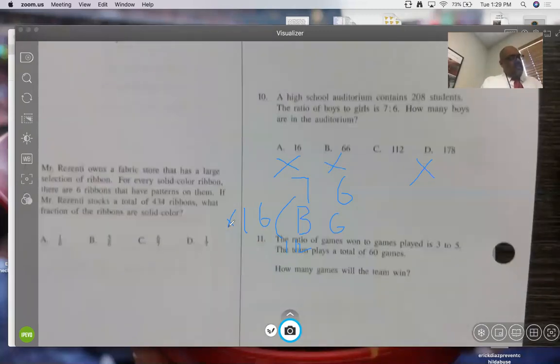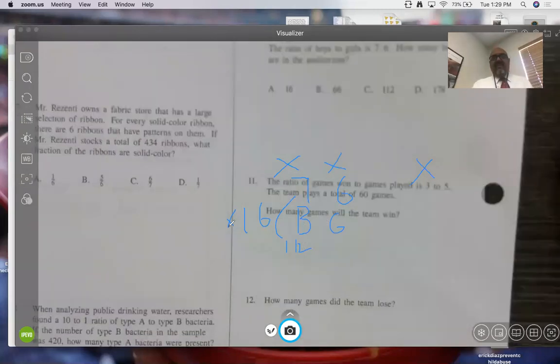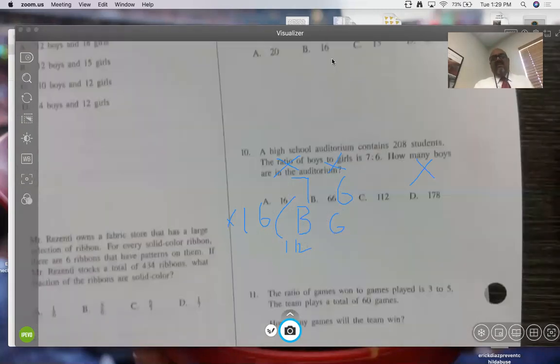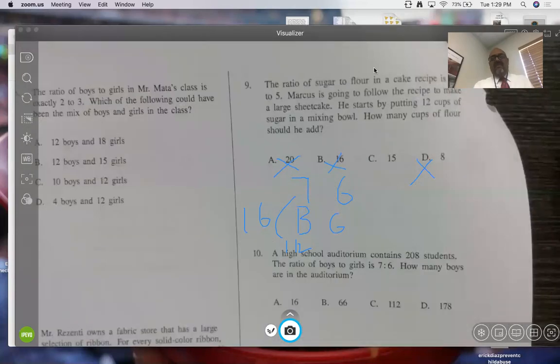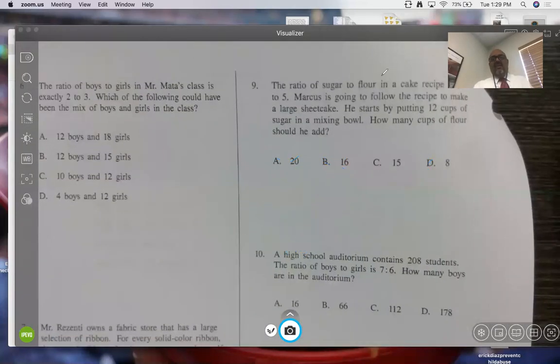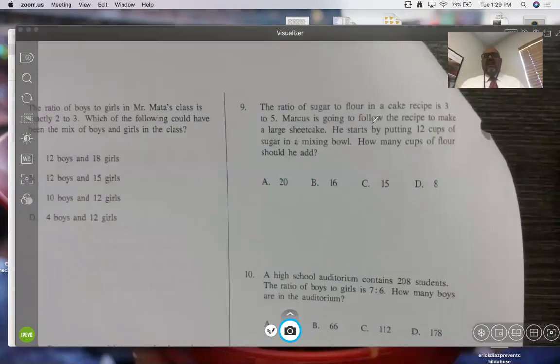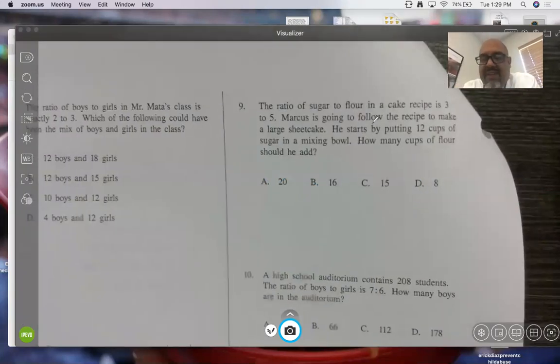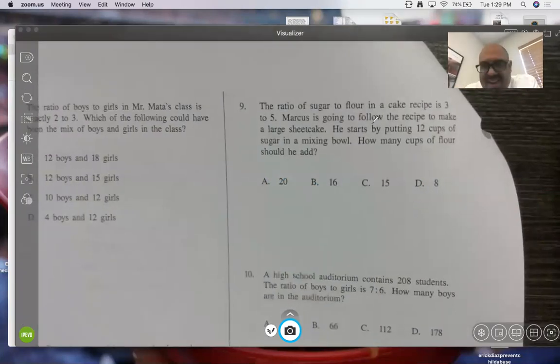Oh, you guys are probably already yelling at me and saying, Mr. Diaz, you skipped number 9, or maybe you guys are falling asleep through this, or maybe you're just not paying attention, right? So I apologize. See, I'm even making errors when I'm able to plan this one out. So number 9, I'll just give it to you. It looks like it's answer A. 3 to 5, so sugar to flour, and then he starts putting 12 cups in the sugar bowl. So looks like that one's answer A. So I'd be curious how many of you even noticed that I missed it, okay?